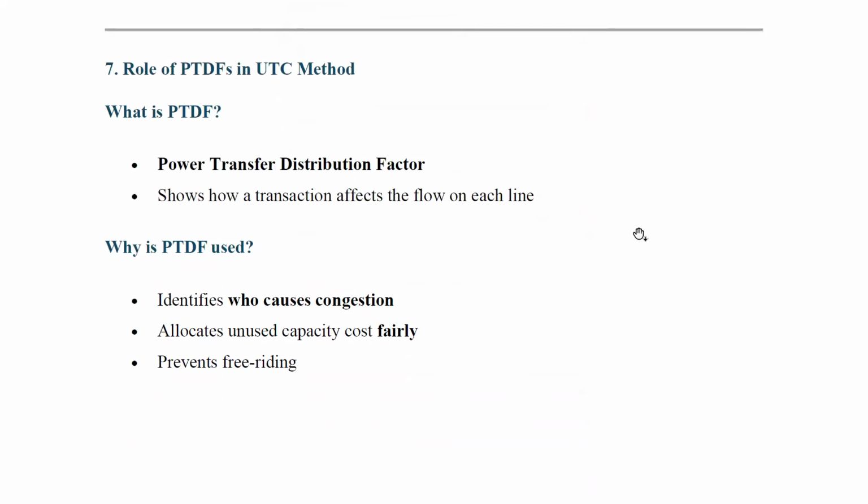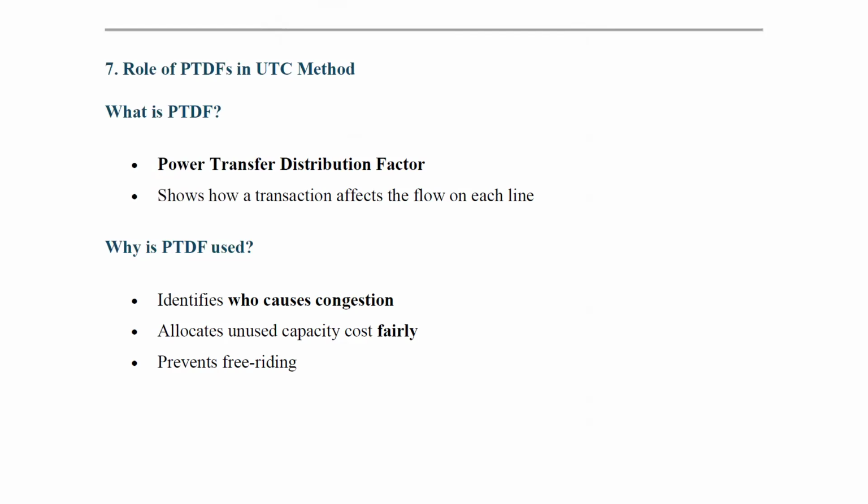Now, what is the role of PTDFs in UTC methods? So, what is PTDF? That is Power Transfer Distribution Factor, which shows how transactions affect the flows on each line. Okay, how this power transaction affects the flows in each line. So where is PTDF used? It identifies who causes congestion, which party causes congestion.